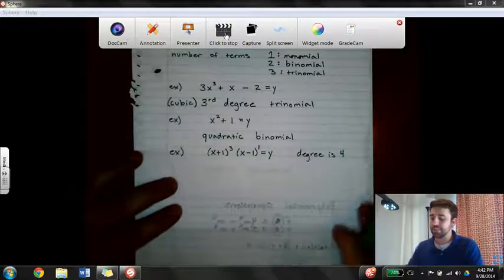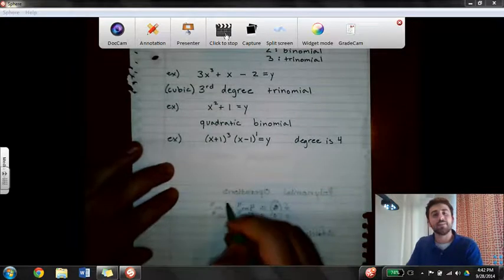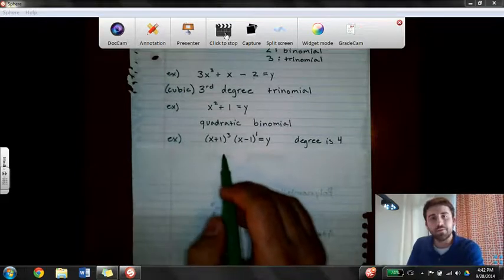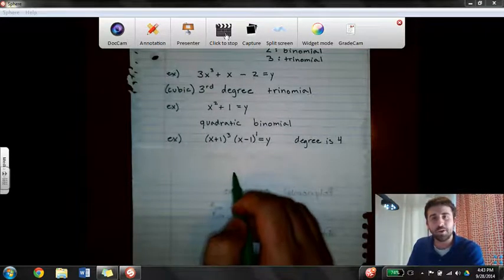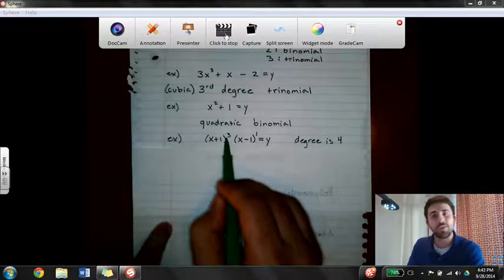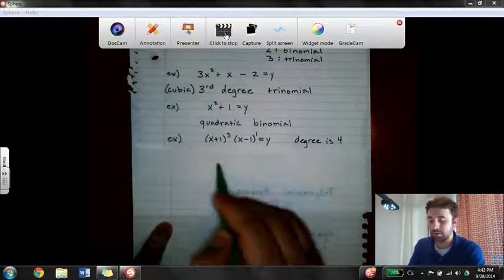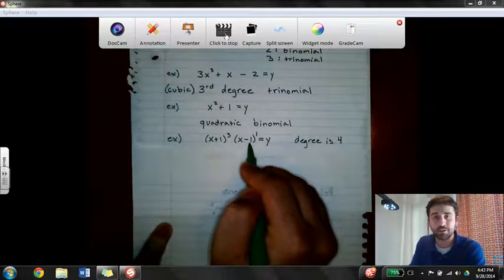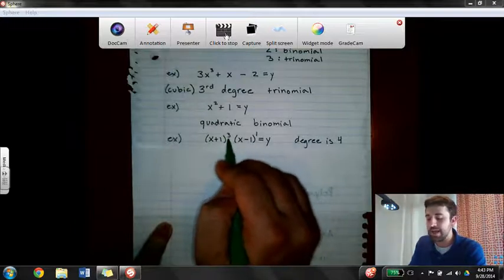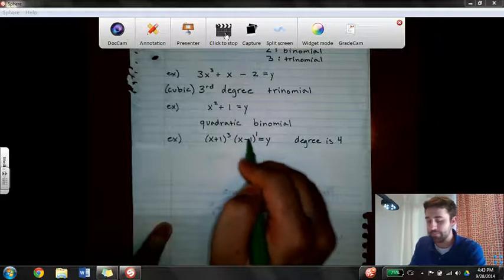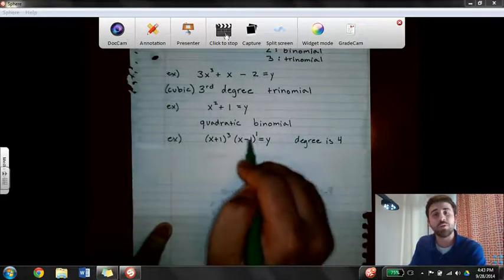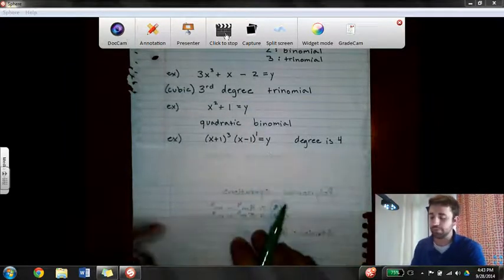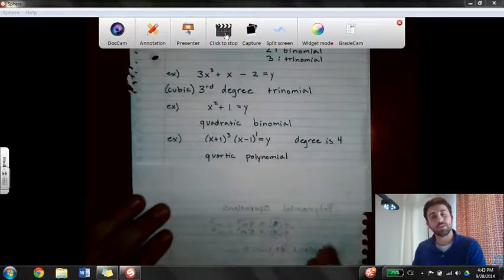The last example is a little different because it is in factored form. It's not expanded like the previous 2. So when we have factored form of a polynomial, the degree is based on adding the exponents of all the terms we're multiplying. So in parentheses, this x plus 1 is considered a term, and this x minus 1 is considered a term. So the exponent with this first term is 3, and the exponent with this second is 1, which when we add together gives us 4. So the degree of this polynomial is 4, making it a quartic polynomial.